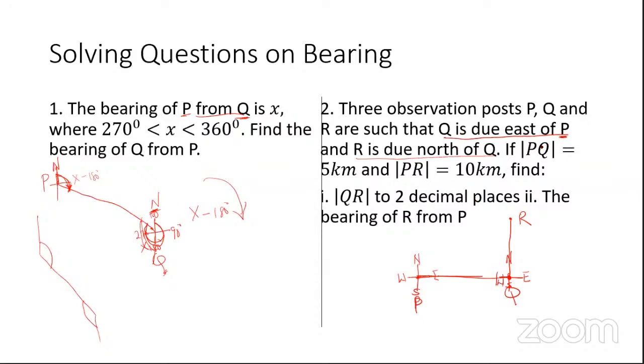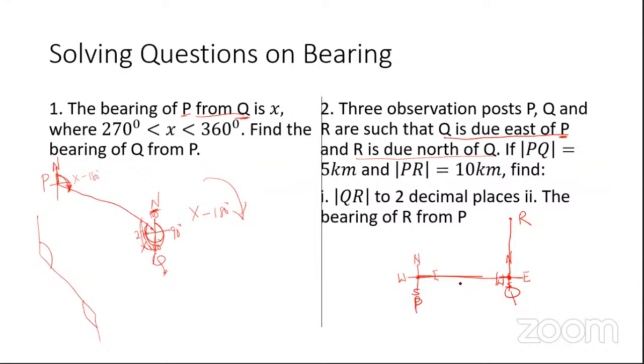So whoever has got the answer, you can throw it in the chat room. In this case, Q is due east of P. We have done that. Q is east of P, and R is north of Q. They say if PQ is 5 kilometers, where is PQ?